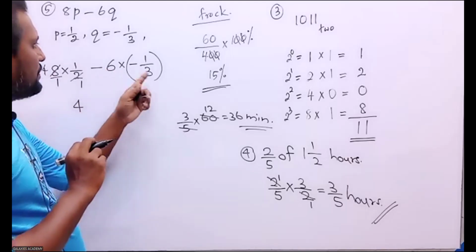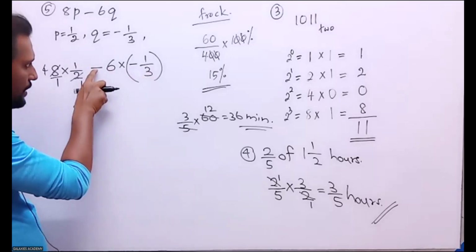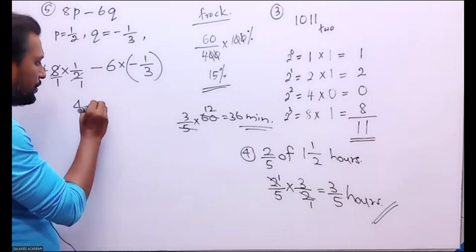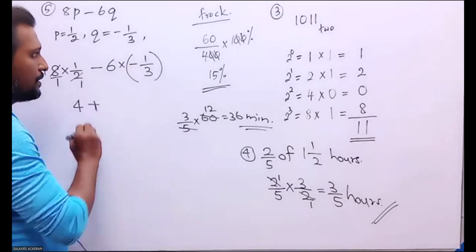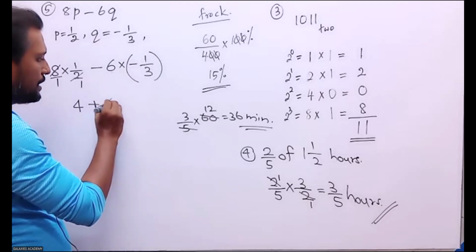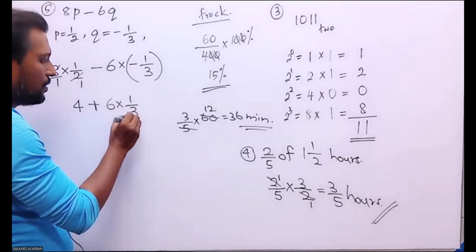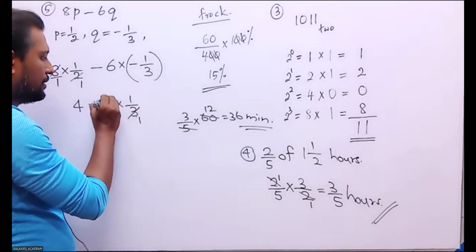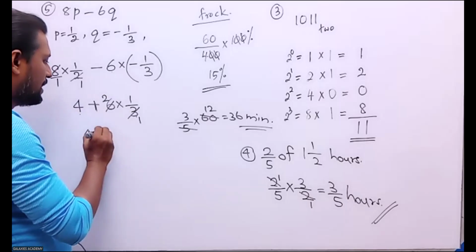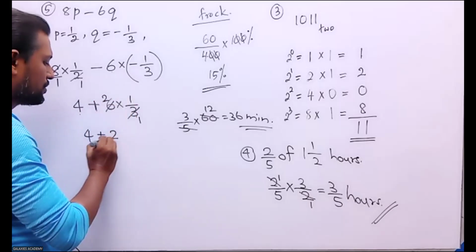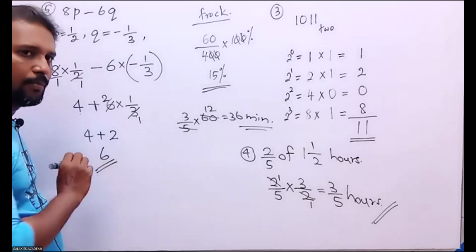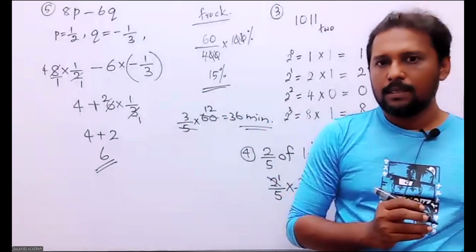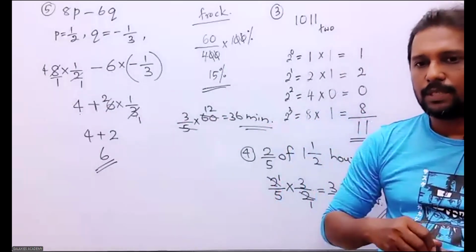Then also you can simplify these two. Look at negative multiply negative. Negative multiply negative is positive. 6 multiply 1 over 3. Also 3 and 6 you can divide by 3. 1, 2, 4 plus 2 times 1, 2. So what is the answer? Positive 6. Right? It is the fifth question answer. Positive 6.